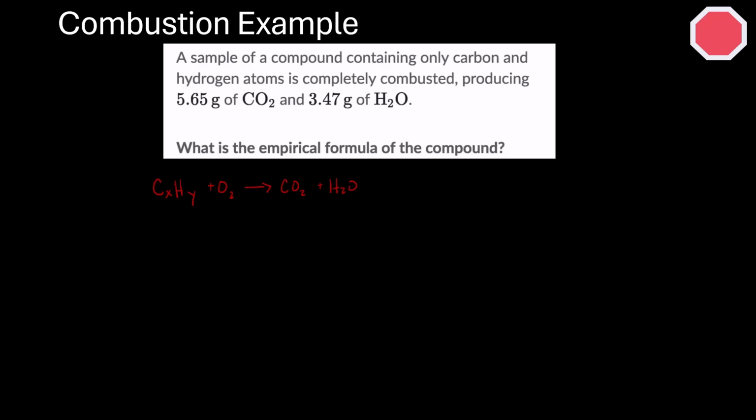The key information is that we're given the mass of carbon dioxide and the mass of water produced. From these values, we can calculate how many moles of carbon dioxide and how many moles of water are formed. And then from that, we can determine how many moles of carbon and hydrogen were present in the original compound. So we can work backwards and figure out what the original compound was. By looking at these ratios of elements, we're going to determine the empirical formula for the compound.